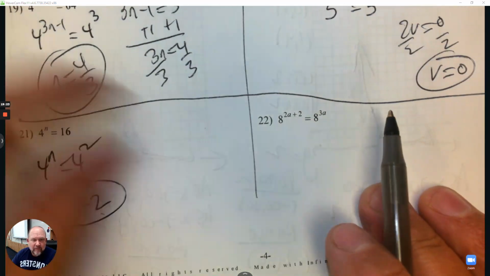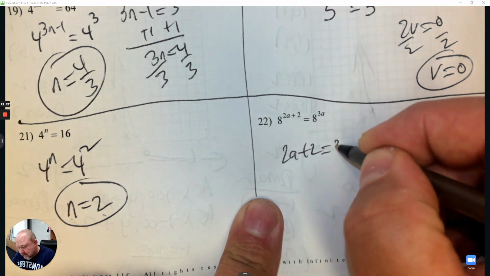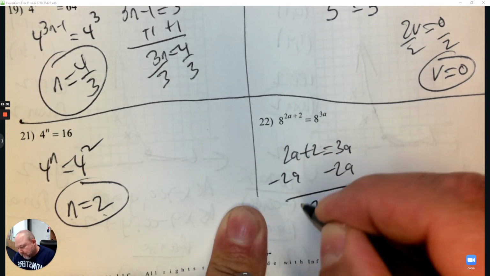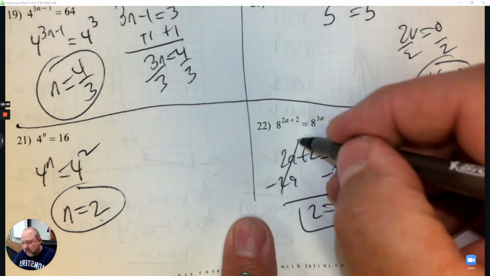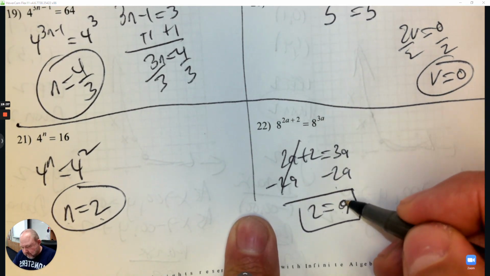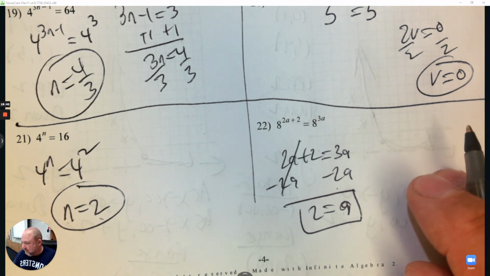And then number 22, the bases are the same. So just take the exponents equal to each other and then solve it. And you have the answer. So when you subtract 2a, 3 take away 2 is 1a, and that's equal to 2, and there's your answer. All right, great work practicing solving exponentials.